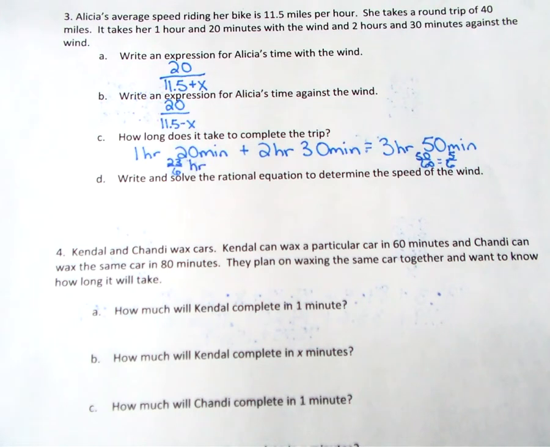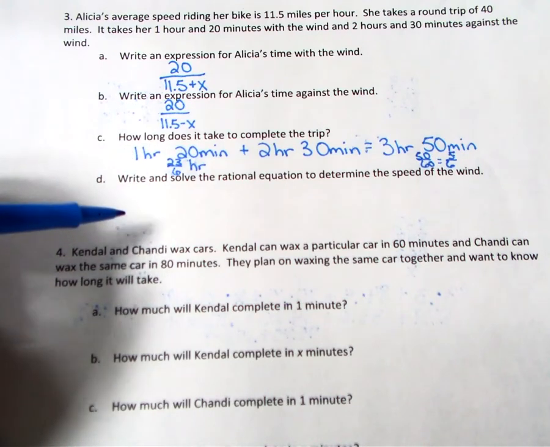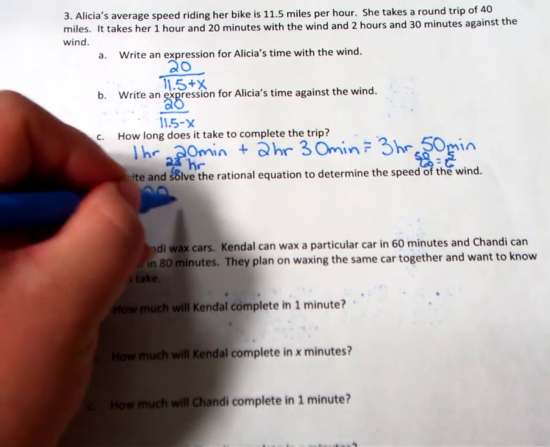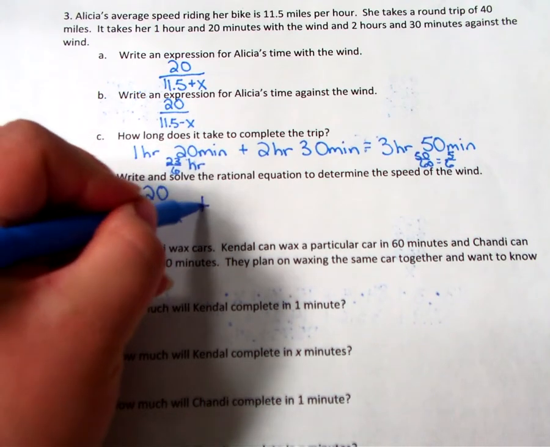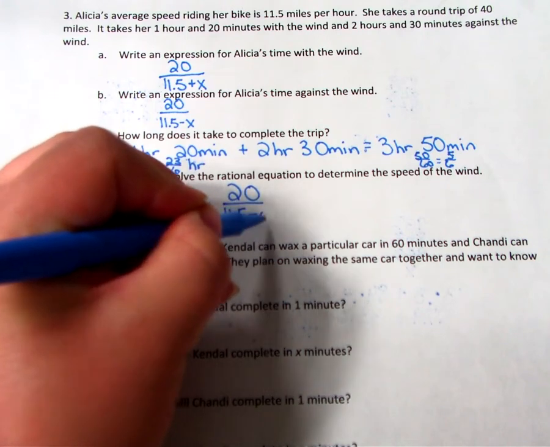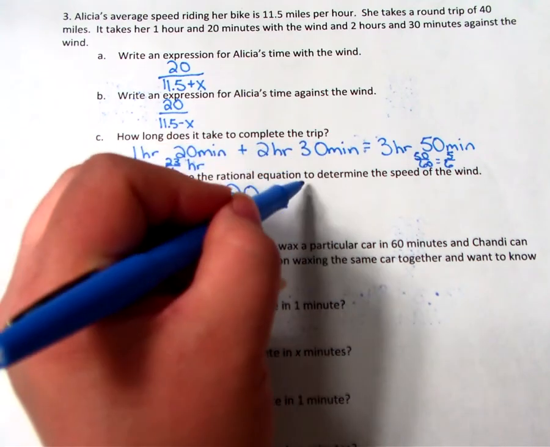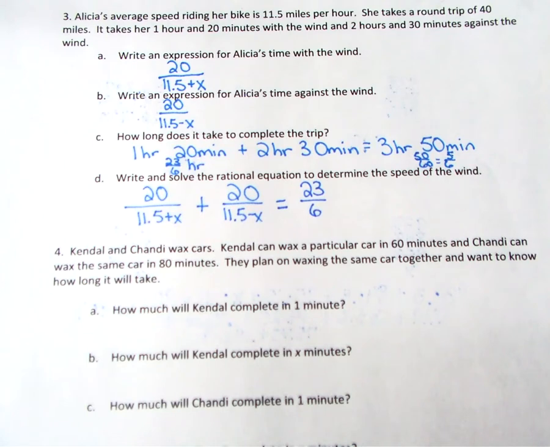So now we're going to use all of the information from A, B, and C to write our own equation to solve. We take the time with the wind and we add that to the time against the wind. And that should equal her total time. Now we have to actually go about the business of solving this. I probably should have written a little smaller, but we'll muddle our way through.